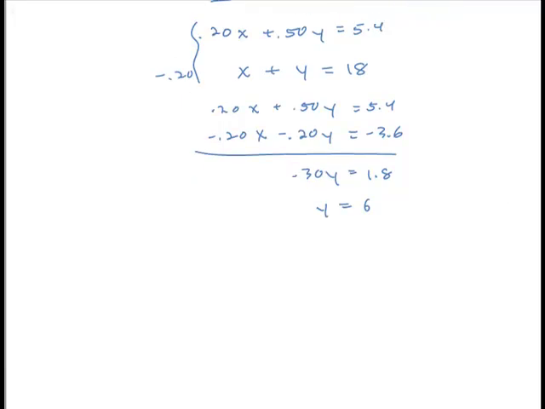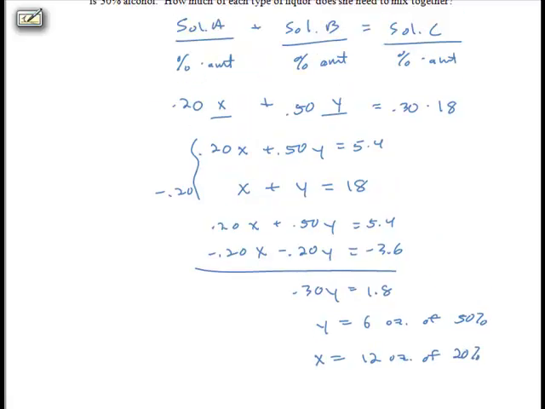If y is equal to 6, we can easily substitute that back into the second equation, which makes x equal to 12. Include your units. The units are ounces. And once again, understand which one is which. Y, 6 ounces of the 50% solution, and x, 12 ounces of the 20% solution.